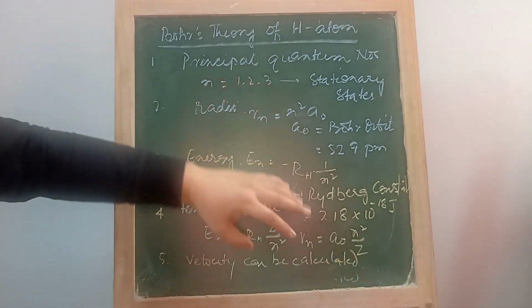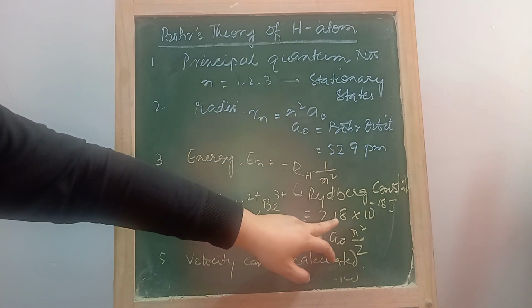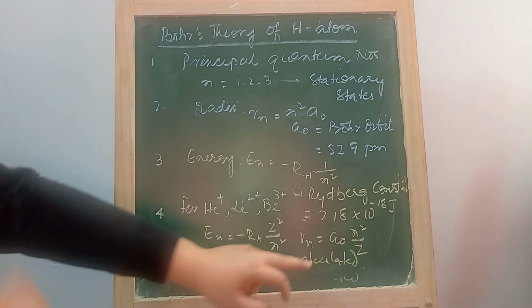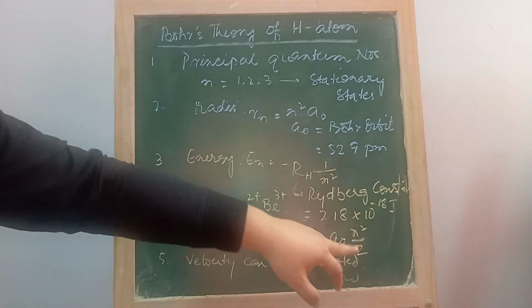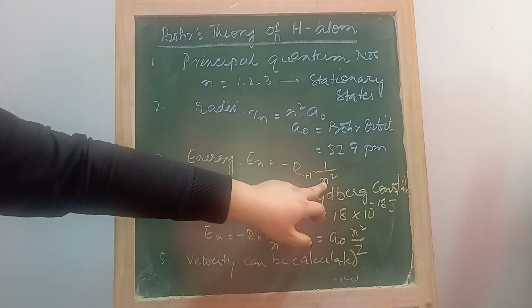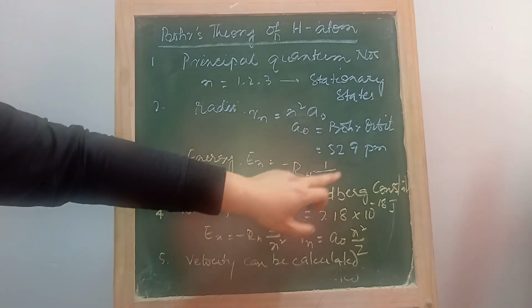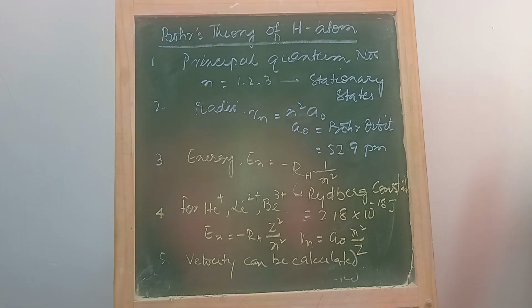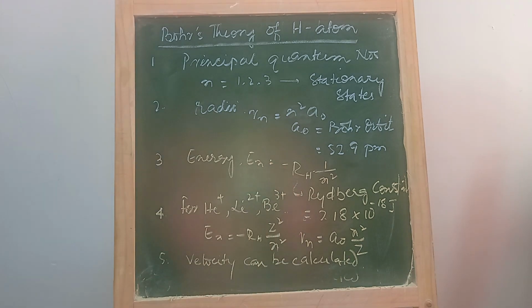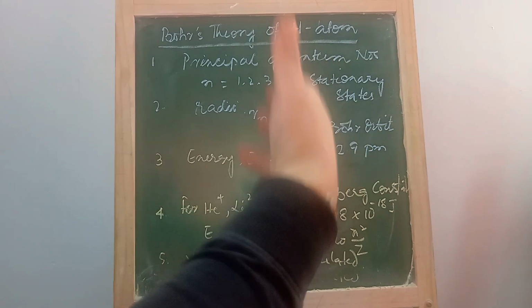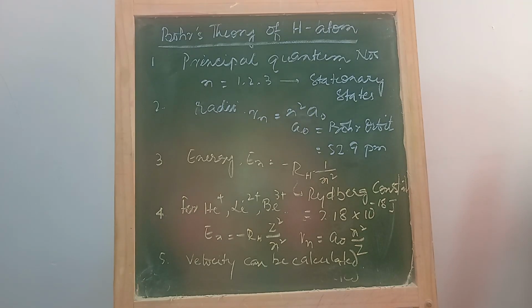In the second orbit, the energy will be 1/4 of this. And in the third orbit, it will be 1/9 of this. Third orbit means the principal quantum number will be 3, and 3 squared is 9. So it is 1/9 of this value in absolute terms, but since it has a negative sign, it will be considered to have more energy.